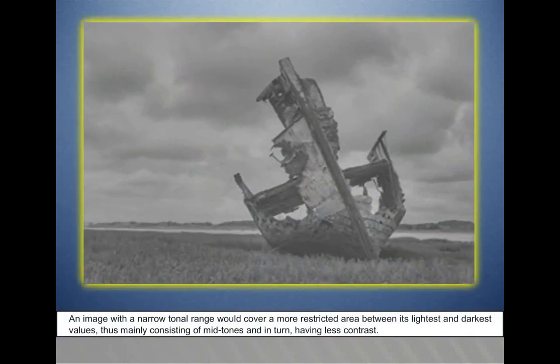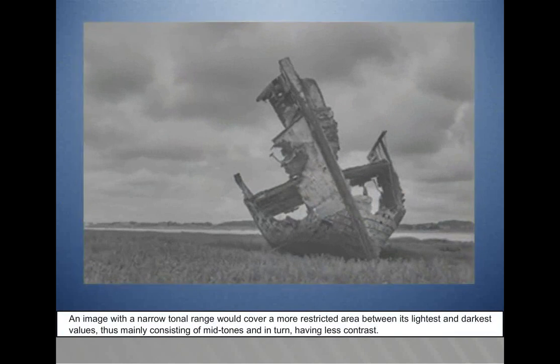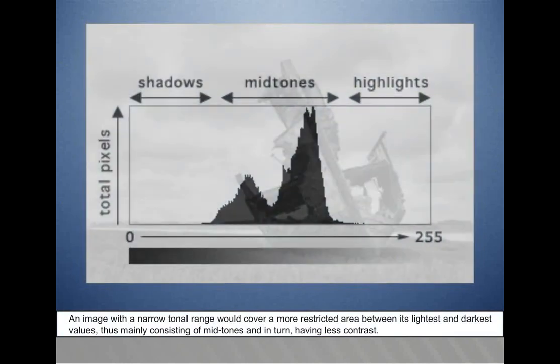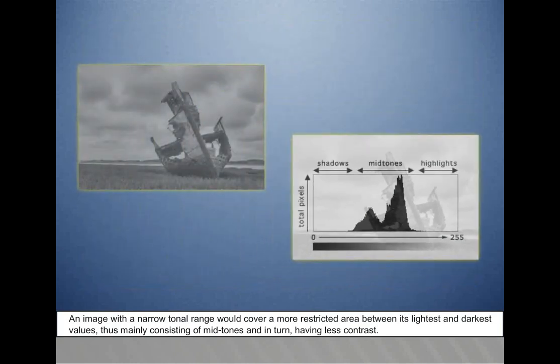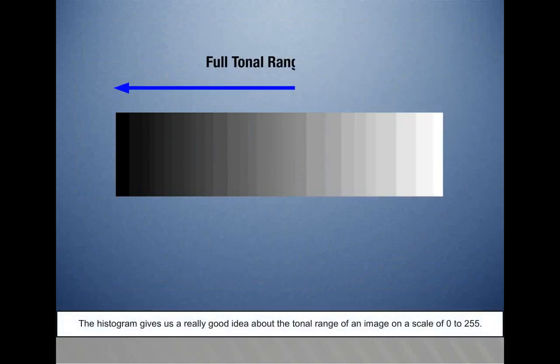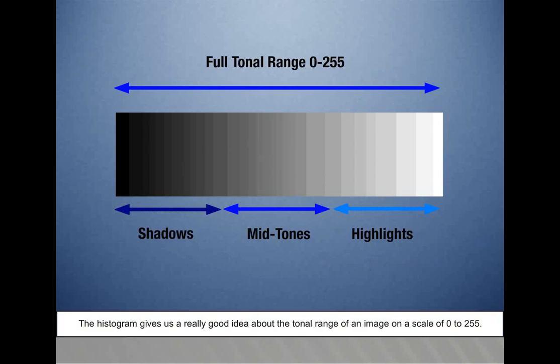An image with a narrow tonal range would cover a more restricted area between its lightest and darkest values, thus mainly consisting of mid-tones and in turn having less contrast. The histogram gives us a really good idea about the tonal range of an image on a scale of 0 to 255.